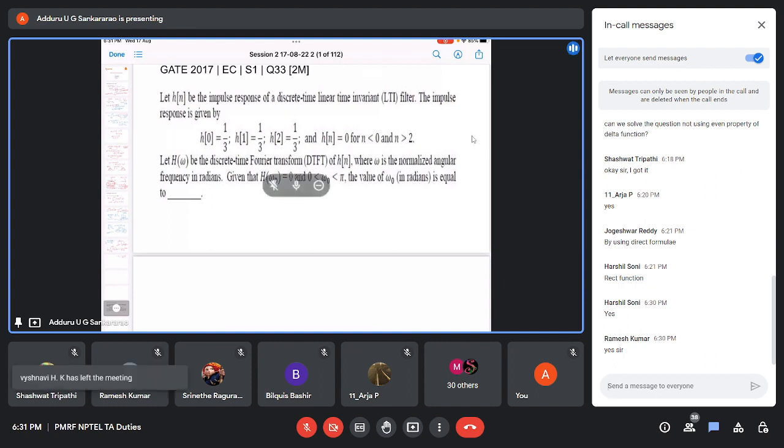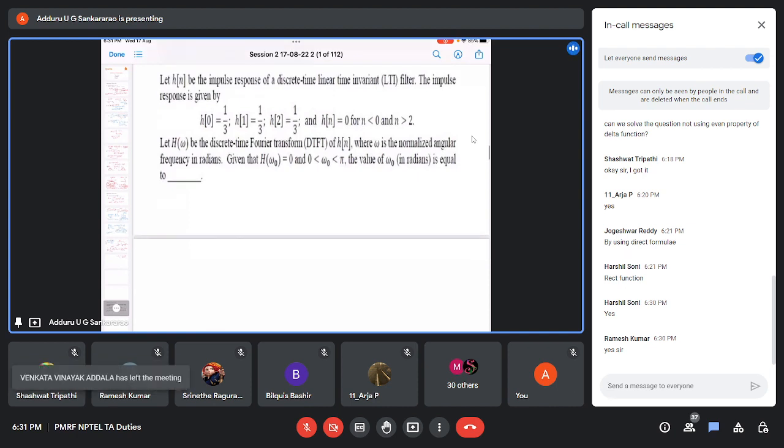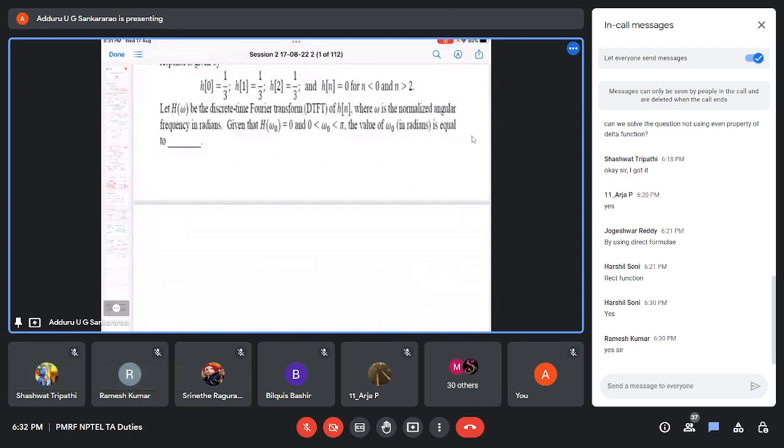Can somebody just tell me the formula for the discrete time Fourier transform? Okay, let me first draw the impulse response. It is given at 0, 1 and 2. Its value is 1 by 3, and at the other places its value is 0.